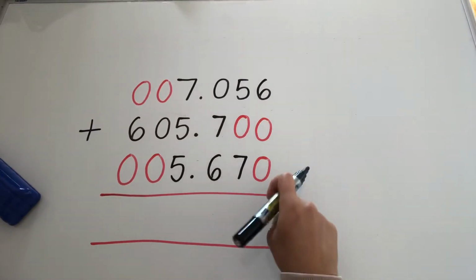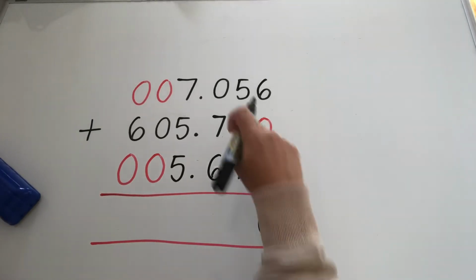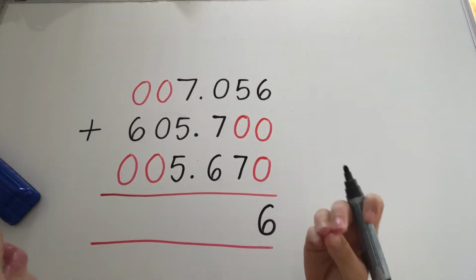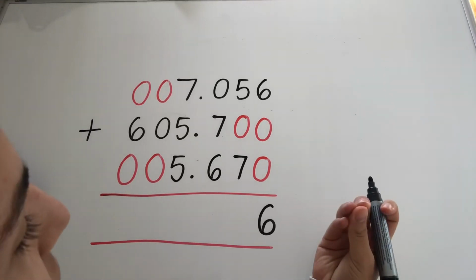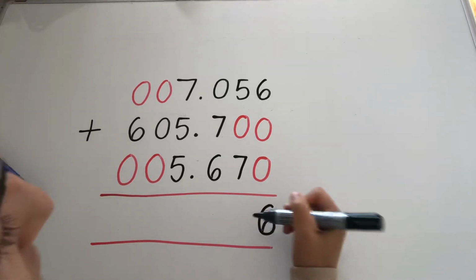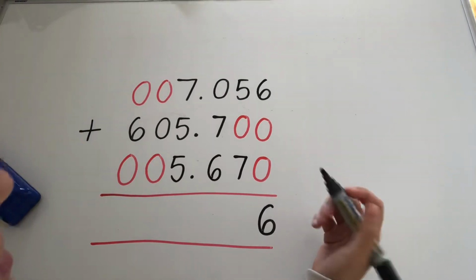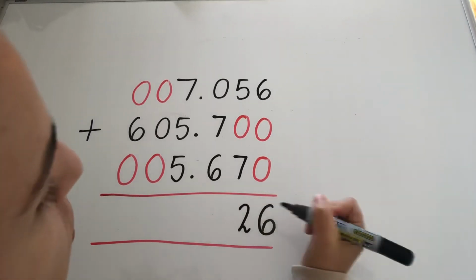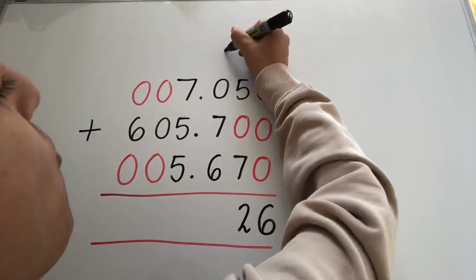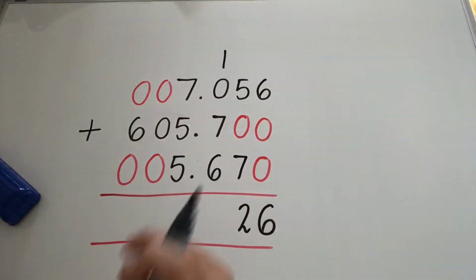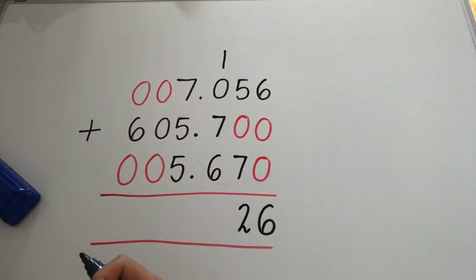So 6 add nothing else is 6 thousandths. 5 and 7 hundredths is 12 hundredths. So we can't write 12 down here, so we need to rename it. 12 hundredths is the same as saying 2 hundredths and 1 tenth. So we're going to carry that 1 tenth over to our tenths column. Remembering we do a big one, so we don't forget to add it at the very end.